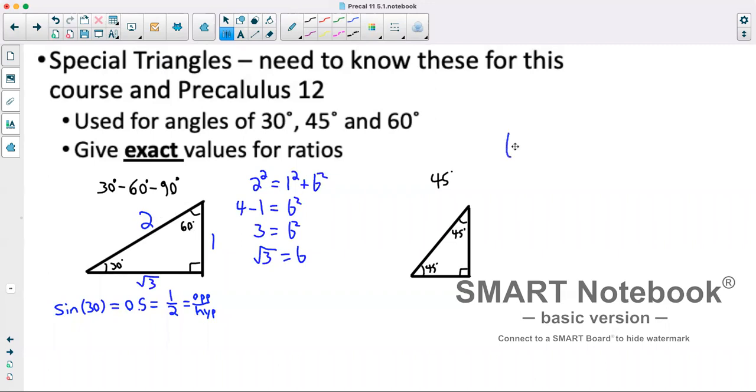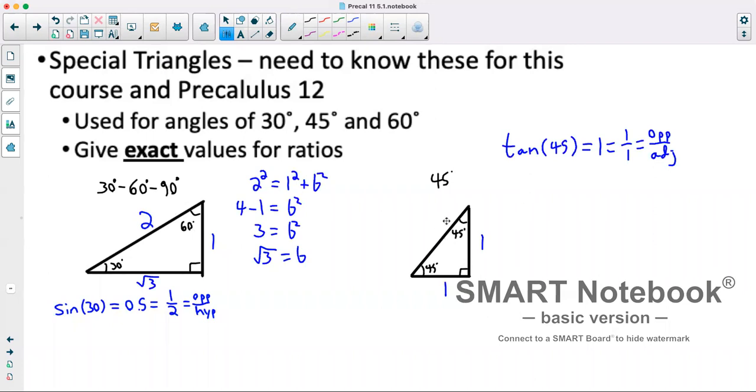For tan, if you forget what the side lengths are, calculate what tan of 45 is. That's going to give you 1. 1 is the same as 1 over 1, and we know tan is opposite over adjacent. So that means these two sides are each 1.